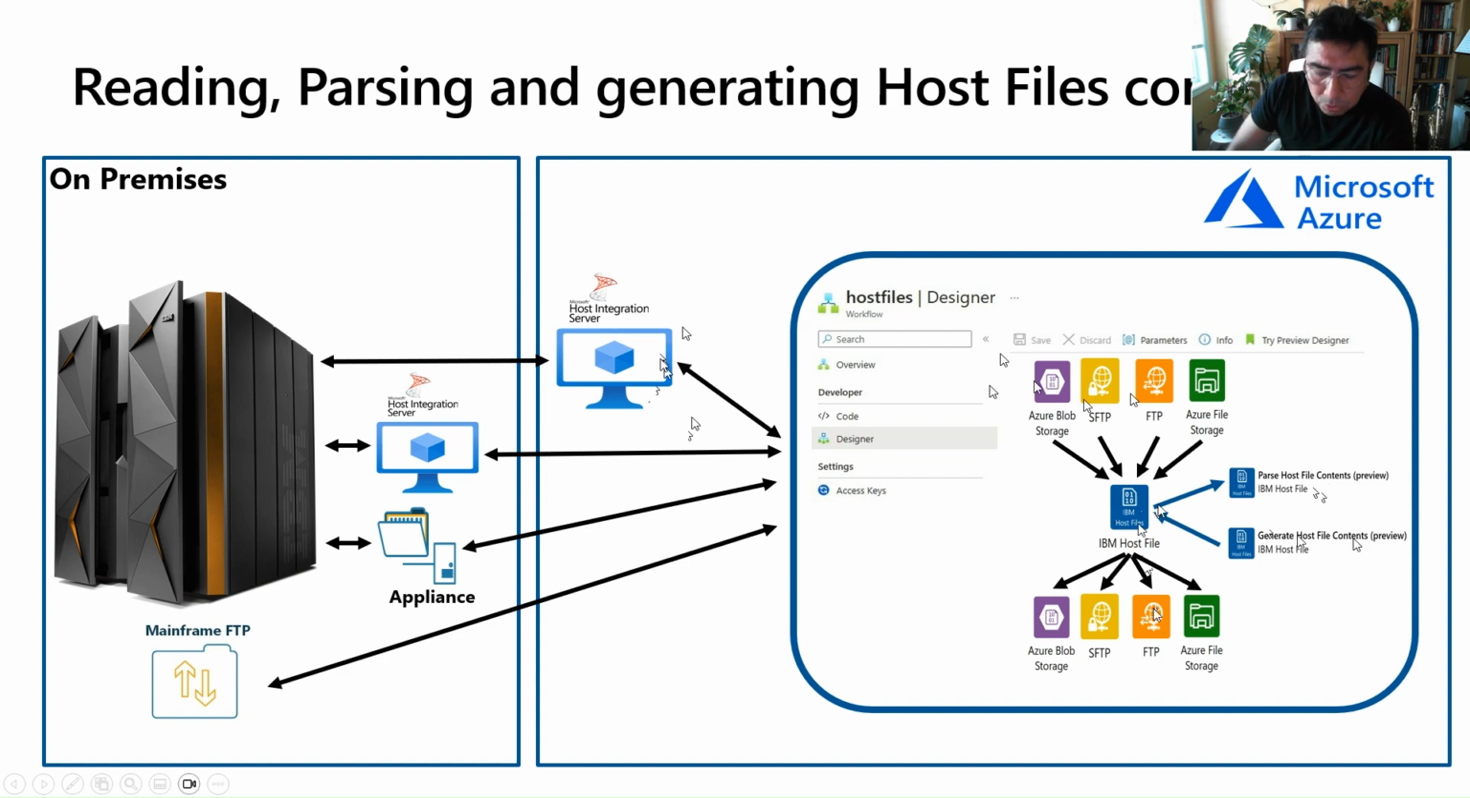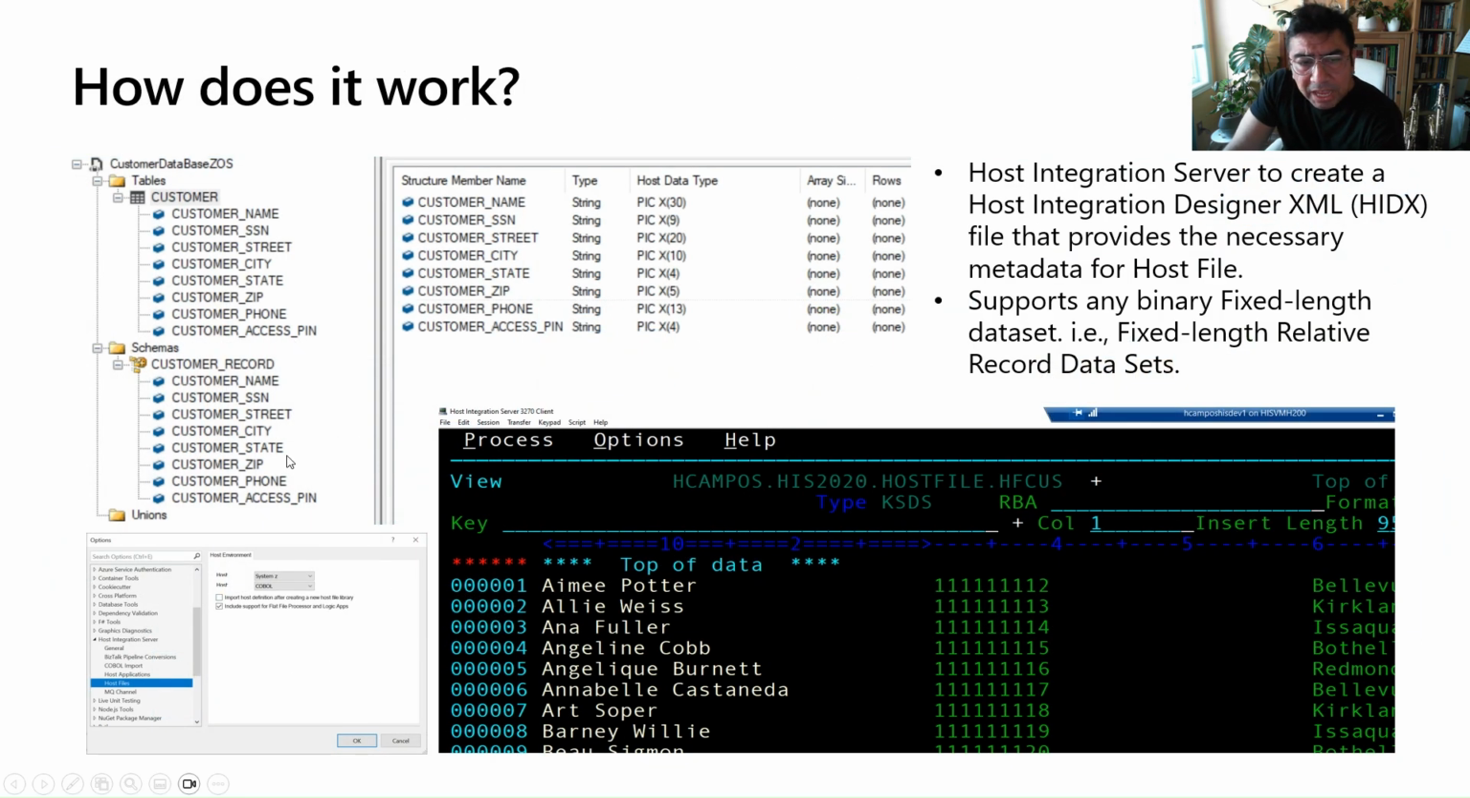So what I'm going to show you is how is it different from a configuration perspective with the managed host file direct access alternative that we just presented? Actually, there is not a lot of difference. You still have to define the structure of the file. For that, you need a host integration designer XML file, or HIDX file, that you create with Visual Studio, the structure that I just showed you in the previous demo.